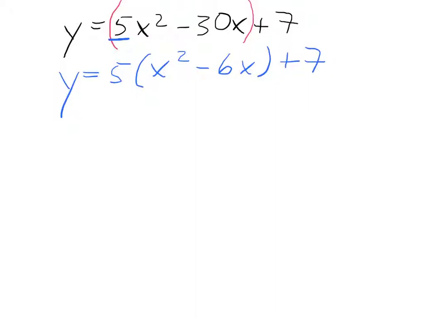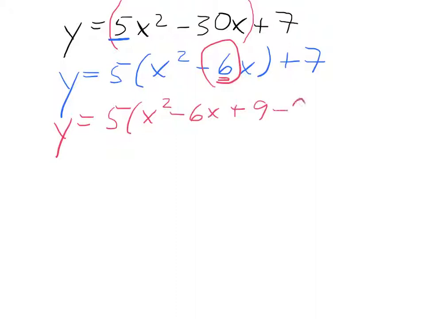Now here's where, and we called it, the magic happens. We just say, okay, what is half of 6? Well, half of 6 is 3. And then we square that, so 3 squared is 9. So it's always half of this term here, squared. So half of 6 is 3, squared is 9. So our next step becomes y equals 5, x squared minus 6x plus 9 minus 9, and then plus 7.